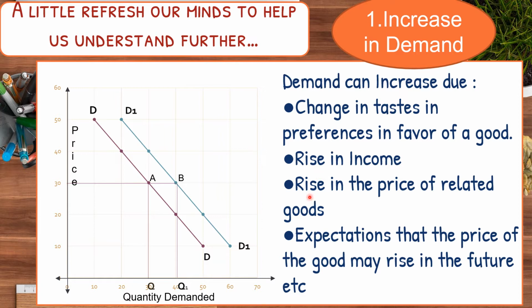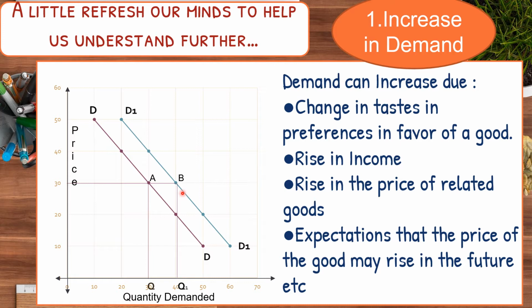Demand can also increase if there is a rise in the price of related goods. So if the price of the related good rises, consumers are attracted to consume more of this good that we are talking about, and so they may increase their demand for this good. Also, if there are expectations that the price of this particular good may rise in the future, they will demand more in the present. So these are the reasons why demand may shift forward.